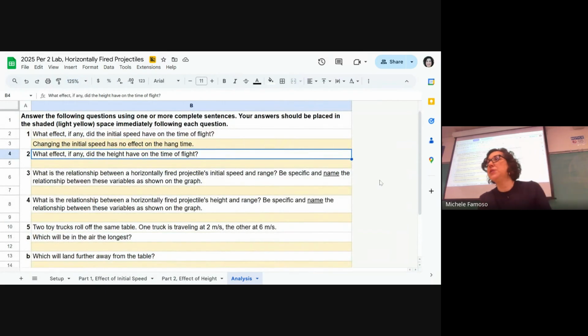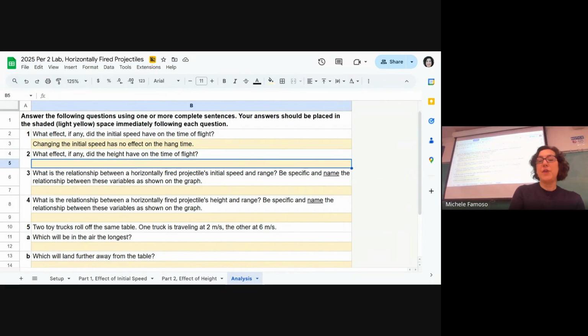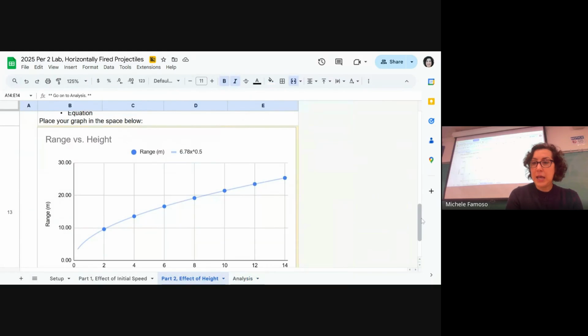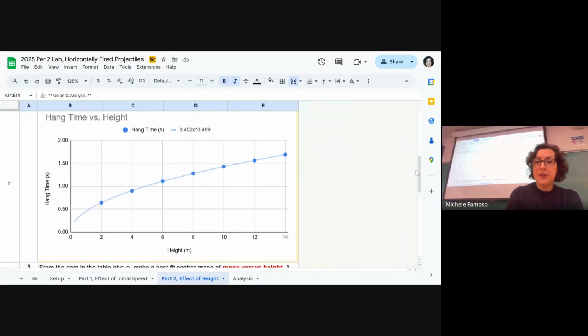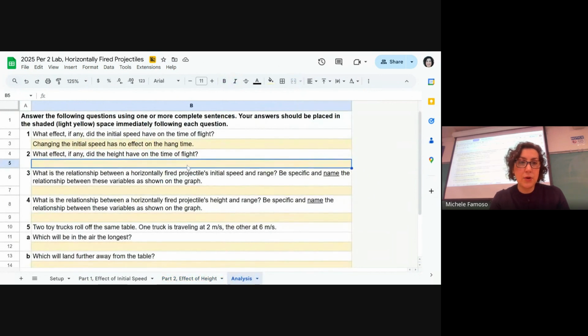Changing your initial speed has no effect on the hang time. So what effect, if any, does height have on the time? Let's go to part 2, effective height, and look at the hang time graph where we change the height. If I increase the height, is the hang time changing? How is it changing? Ryder? That's right. So let's go ahead and answer that. Increasing the height increases the hang time.